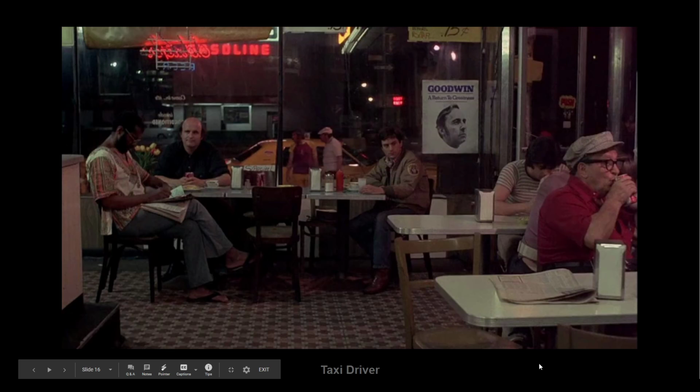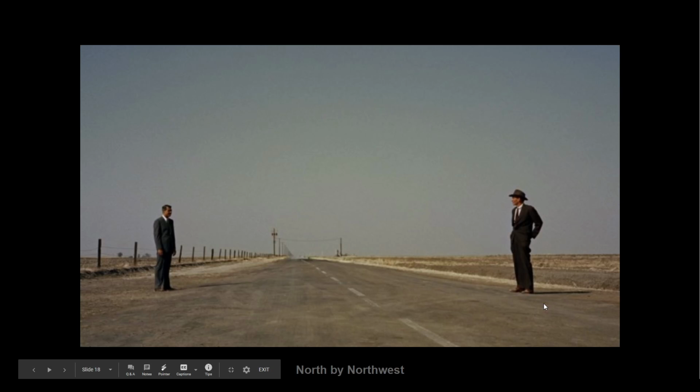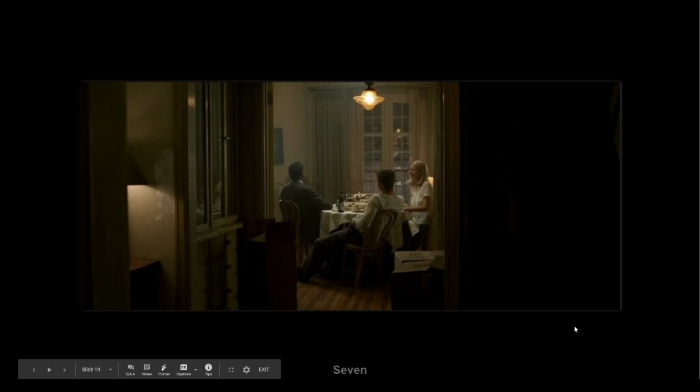So here's a scene from Taxi Driver showing Travis Bickle in relationship to these other characters around him, the diner, right? Showing him separated, alone. Same thing with The Martian, right? Showing Matt Damon's character in relationship to Mars. North by Northwest, showing the physical distance, that separation of the roadway between these two characters, right?